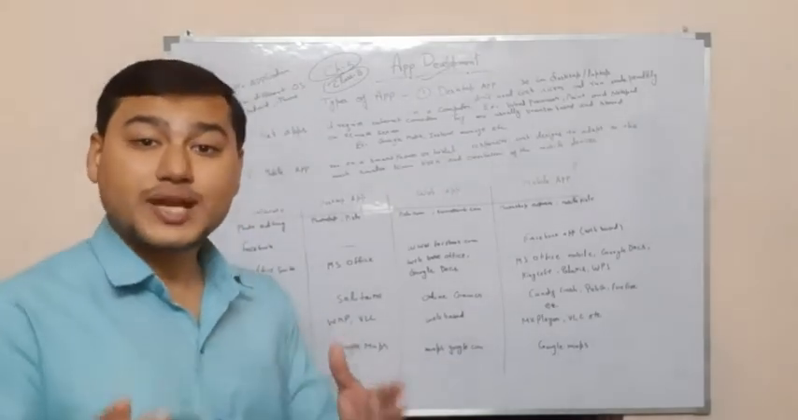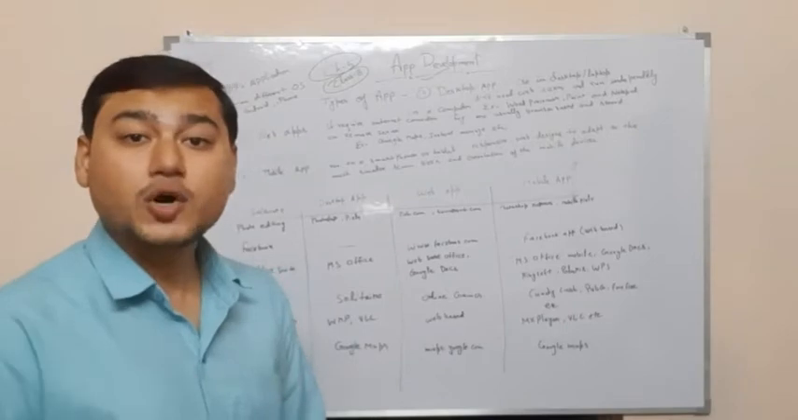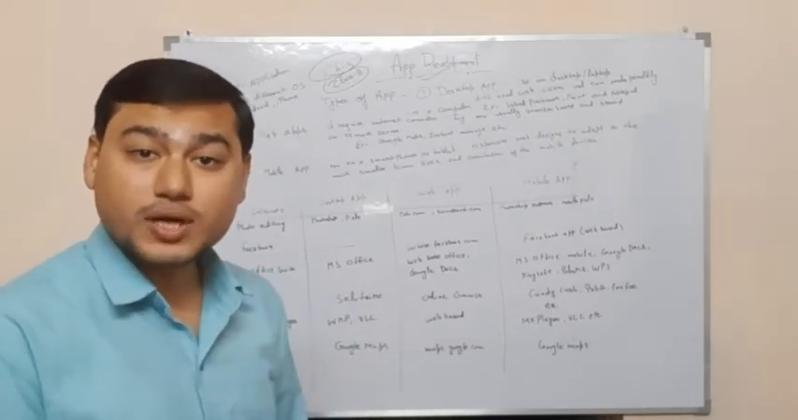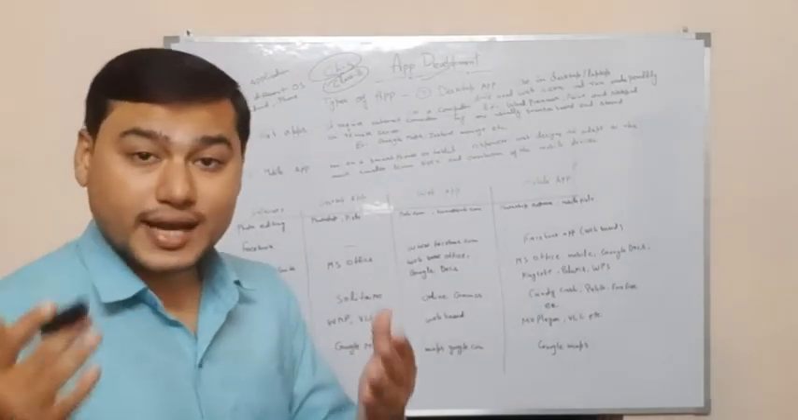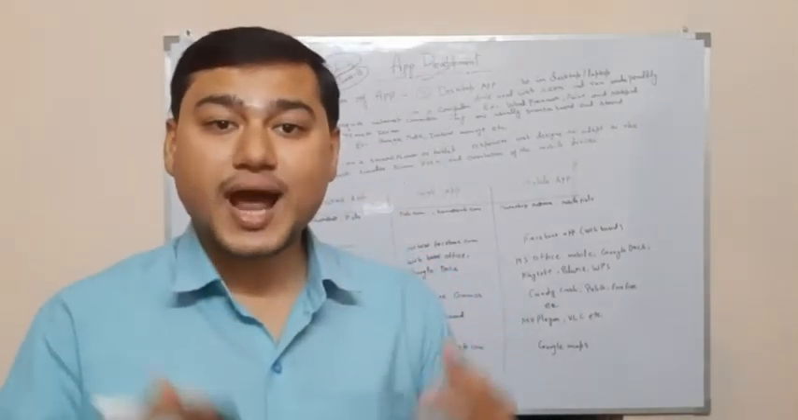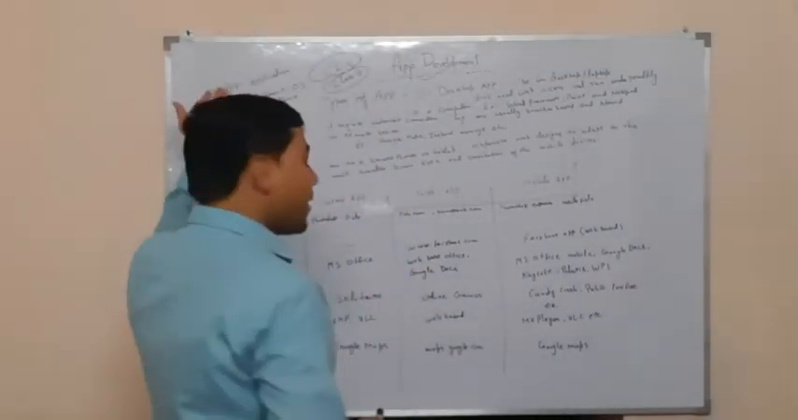The software has two types, which we have already discussed: system software and application software. System software consists of operating systems, utility programs, and language processors. And application software has two types: general purpose application software and special purpose application software. Now here we are going to learn about applications.